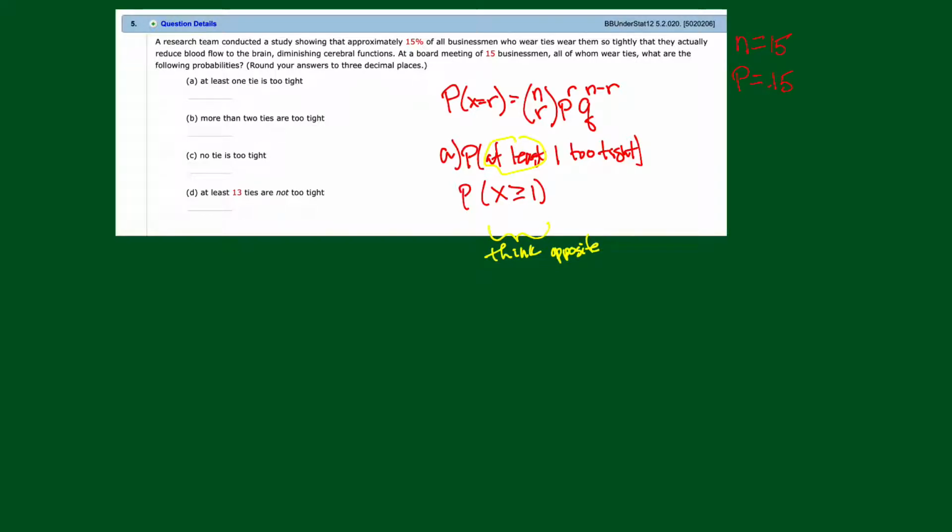So what's the opposite of at least 1? As soon as I say think opposite, I have to think 1 minus. The opposite of at least 1 is that x is none, that you get 0. So let's find this number right here.